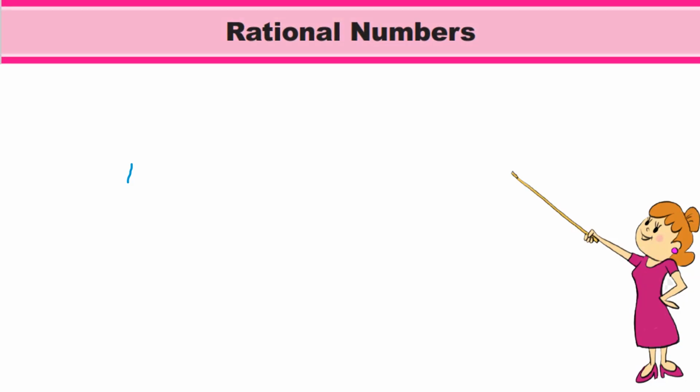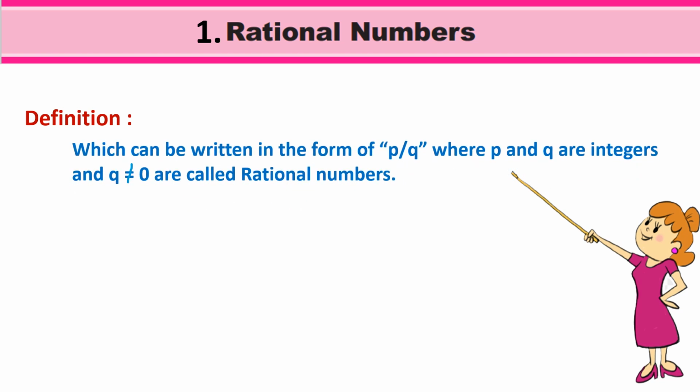In this 8th class, the first chapter is rational numbers. So we learned already in previous classes what are natural numbers, whole numbers, integers and fractions, right? So now we are going to discuss these rational numbers. So now what is the definition? Let us see here. The definition of rational numbers: which can be written in the form of p by q, where p and q are integers and q is not equal to 0, are called rational numbers.